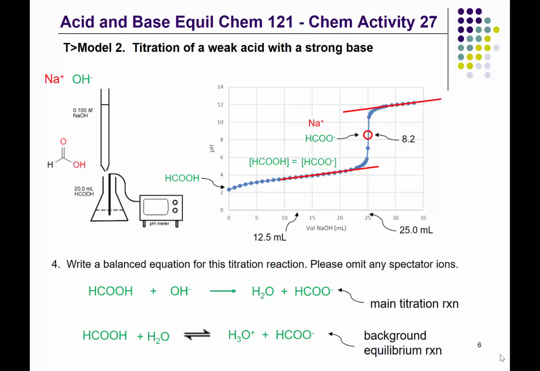Recall that if there are substantial amounts of both weak acid and its conjugate base present, we can use the Henderson-Hasselbalch equation to calculate the pH. Further, if the concentrations of weak acid and conjugate base are equal, as they are in this case, the Henderson-Hasselbalch equation simplifies to pH is equal to pKa of our weak acid. As we shall see, a measurement of pH at this point in the titration allows us to estimate the pKa, which in turn allows us to estimate the Ka for our weak acid.